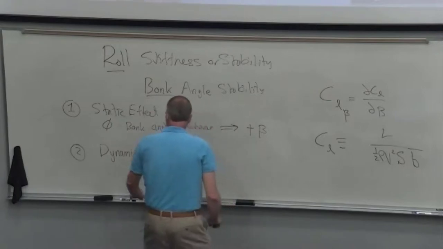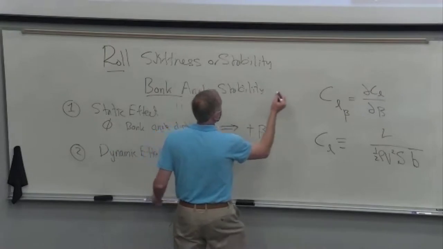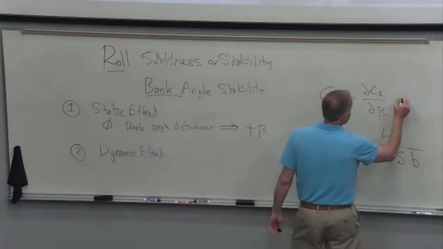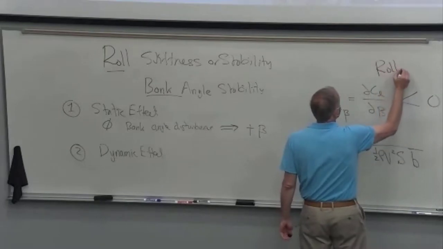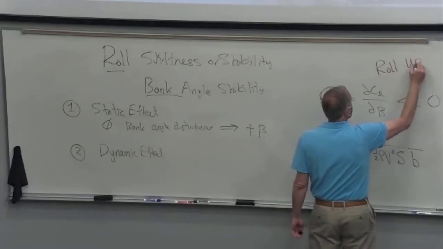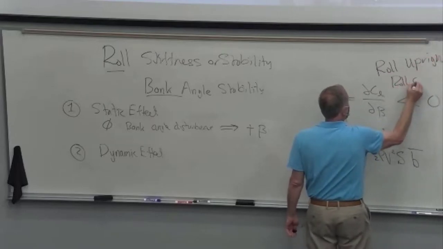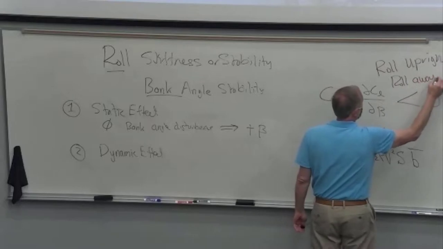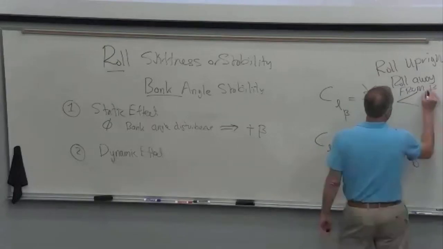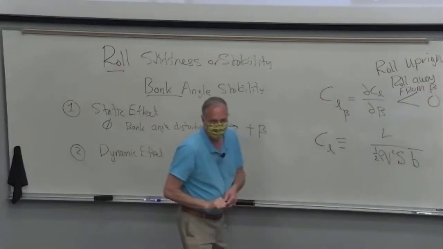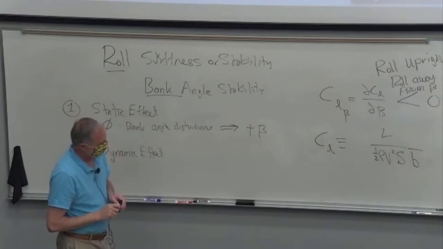And that's why we want CL beta. Let's see, let's write it up here. CL beta, we want this to be negative. So we want to roll back upright. Or you can think about it as you want to roll away from the side slip. So you can memorize that.